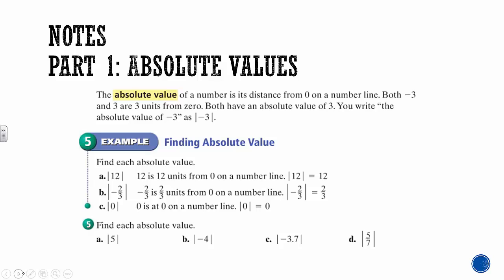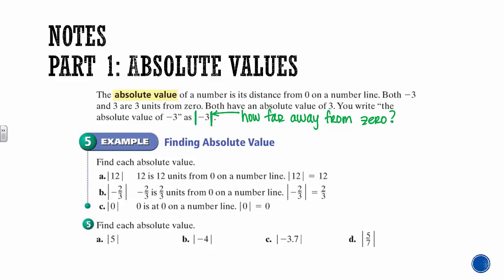So let's remember what an absolute value is. This was from Chapter 2, and it says that the absolute value of a number is its distance from 0 on a number line. Both -3 and +3 are 3 units away from 0, so that means both of them have an absolute value of 3. And we write the absolute value with these bars on either side. So whenever you see those, you should be thinking in your head, how far away from 0 is this number?